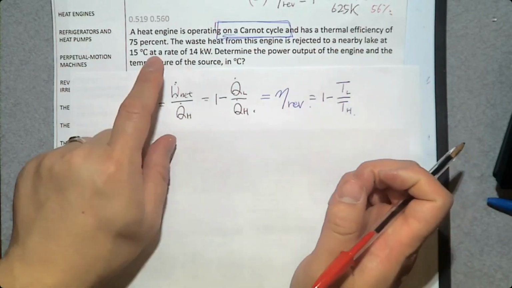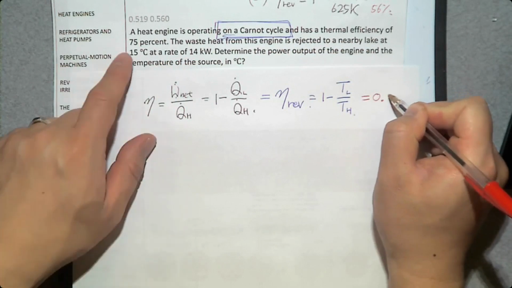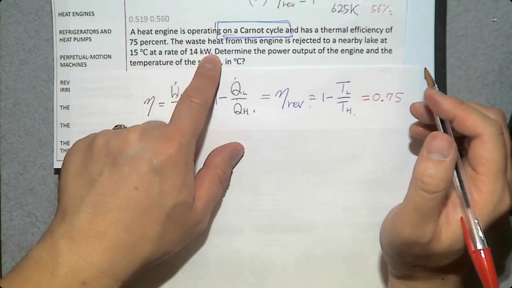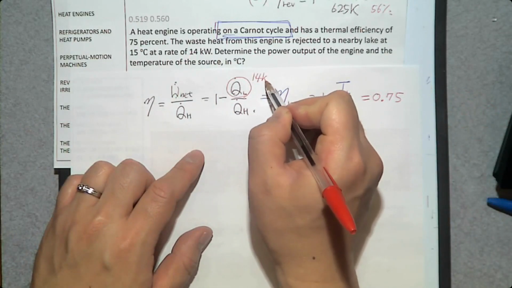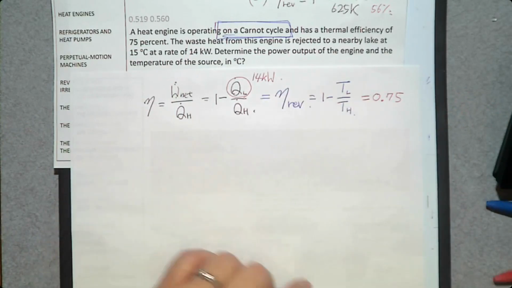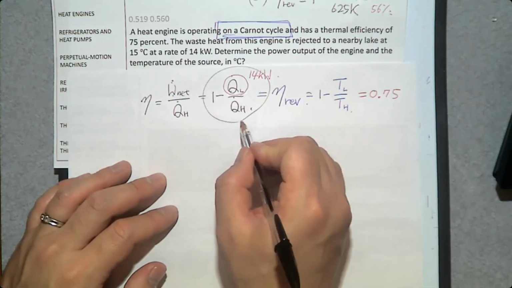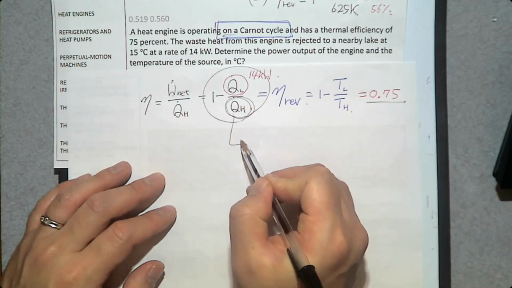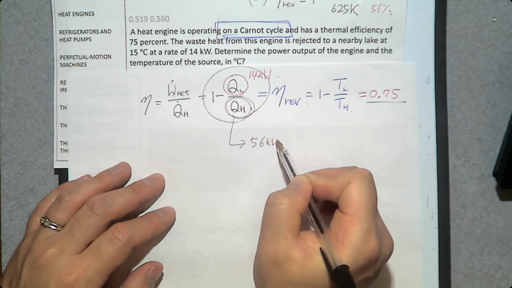So heat rejection, and the efficiency is going to be 75%. The heat rejection is 14 kilowatt, and this is the heat rejection, 14 kilowatt. Then, since the whole thing is going to be 0.75, you can determine Q dot H. Yes, Q dot H is going to be 56 kilowatt.